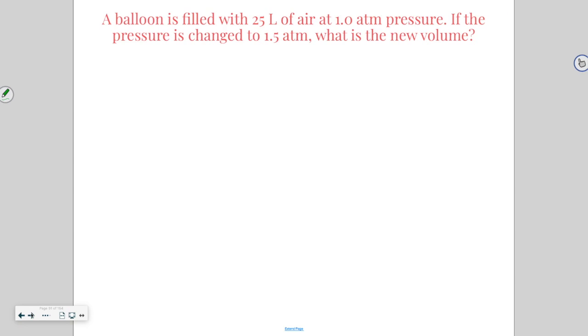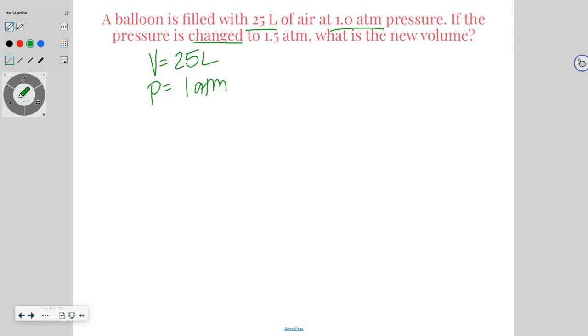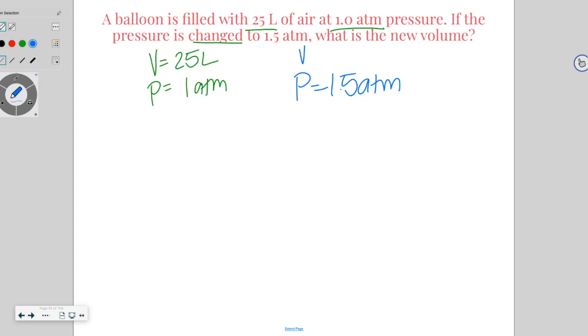Let's look at example 2. A balloon is filled with 25 liters of air. So my volume is 25 liters at 1 atm of pressure. So pressure is 1 atm. If the pressure is changed, so that tells me this is scenario 2. So pressure is changed to 1.5 atms. What is the new volume?